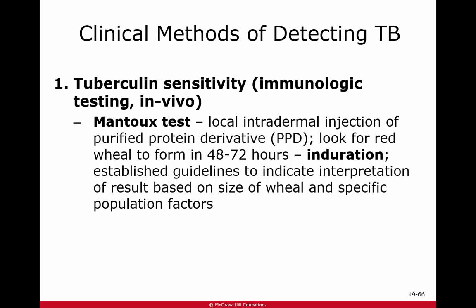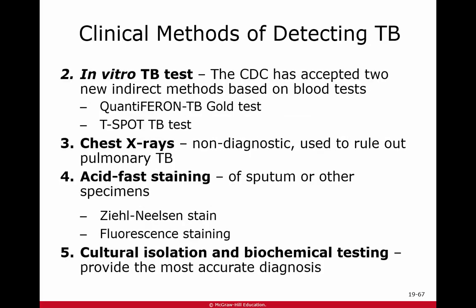How do you detect TB? You do what is called a tuberculin sensitivity test, the Mantoux test. And basically what's going to happen is that a local intradermal injection of the protein is given. And they look for a red welt to form in 48 to 72 hours. There's an established guideline on how large that welt is as to whether or not you are a carrier or you've been exposed. In vitro TB tests: there is a new method based on a blood test. And of course, these are called the Gold test and then the TB Spot test.